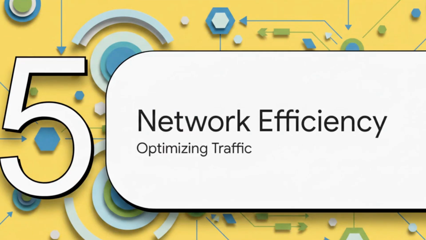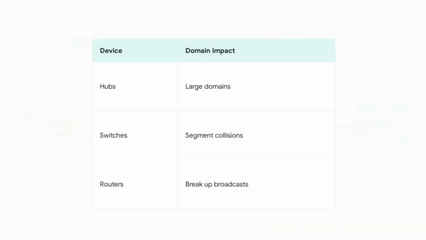Which brings us to our final part, Section 5, optimizing network efficiency. At the end of the day, managing all this traffic really comes down to your hardware. Hubs and repeaters are the absolute worst offenders here, creating massive, sprawling domains for both collisions and broadcasts. But then, switches step in and actively segment those collision domains, essentially giving every single port its own safe lane. And finally, routers and Layer 3 switches step up to physically break apart those massive broadcast domains.